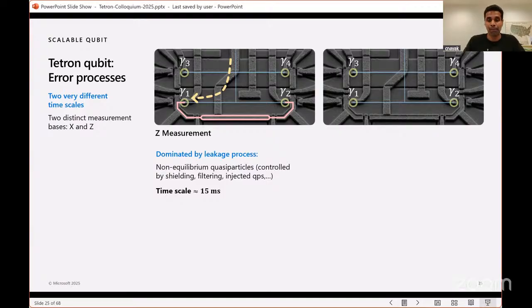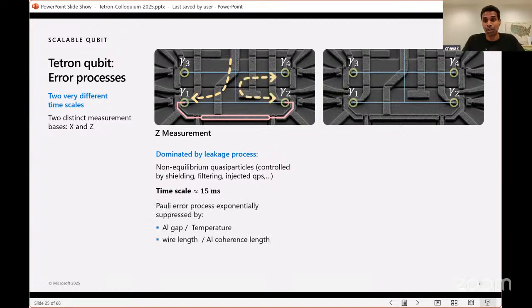The time scale is about 15 milliseconds, which actually makes sense. That corresponds to about less than 1, maybe 1 or 0.1 quasiparticles per micron cubed. Okay, which is a good but not absolutely state-of-the-art number. So it means we're doing something right in terms of shielding and filtering, but we've not really, I would say, pushed the state-of-the-art there. And it already gives us a pretty long time scale, 15 milliseconds.